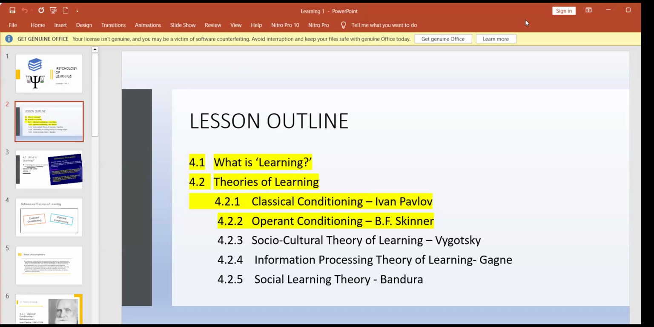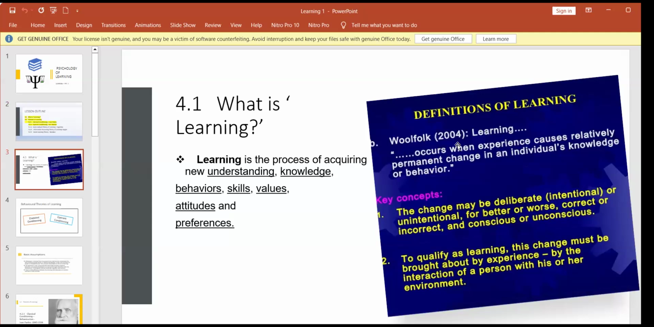But when it comes to looking at education through the lens of psychology, what Woolfolk said in 2004 is very important. Learning is the process of acquiring new understanding, knowledge, behavior, skills, values, attitudes, and preferences.